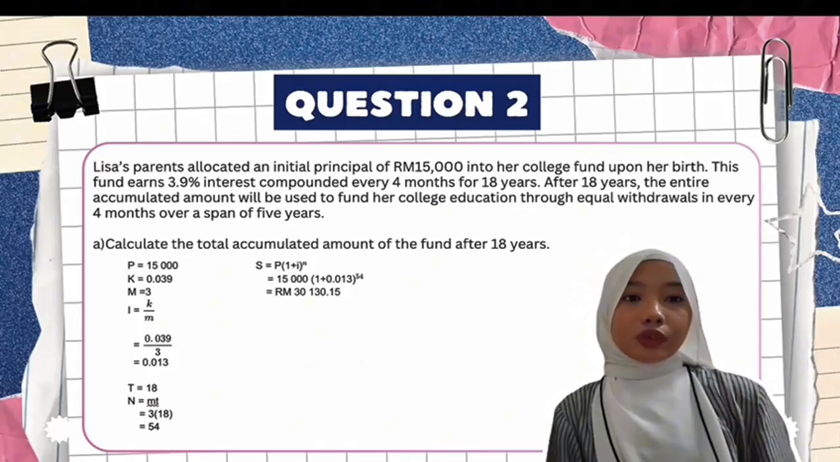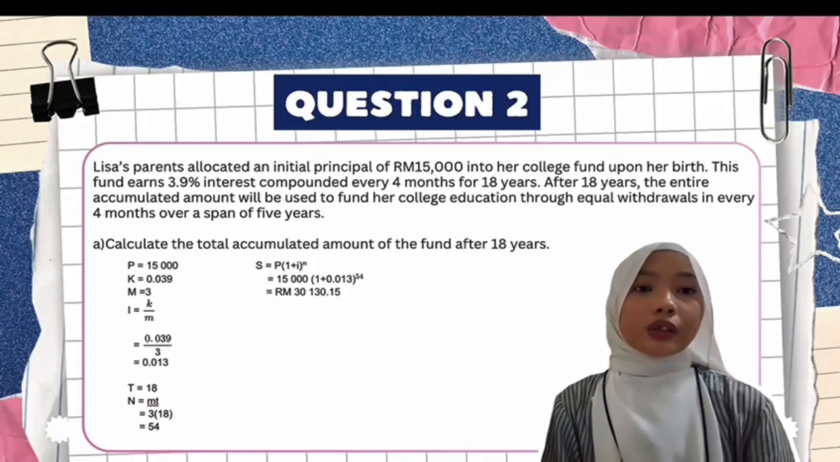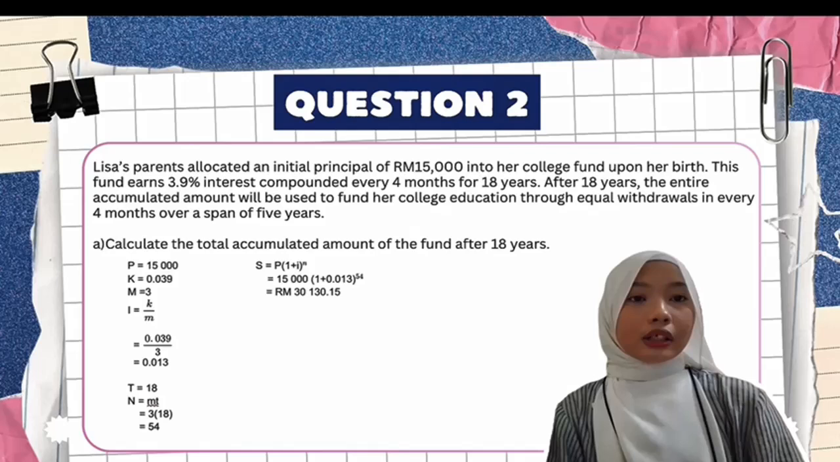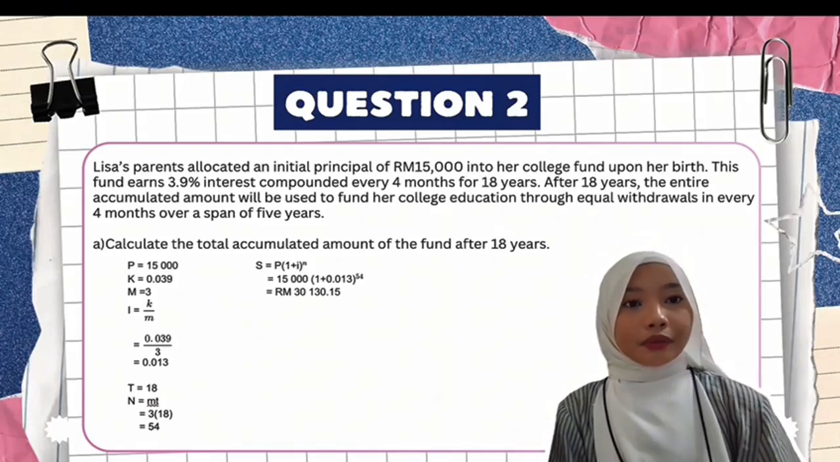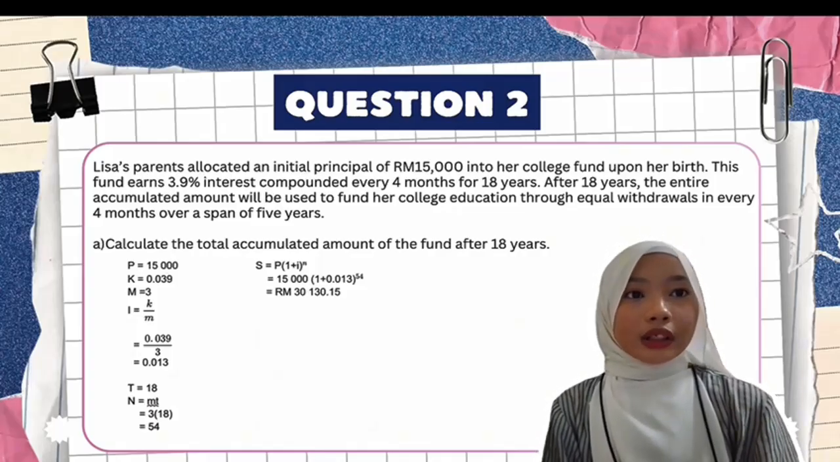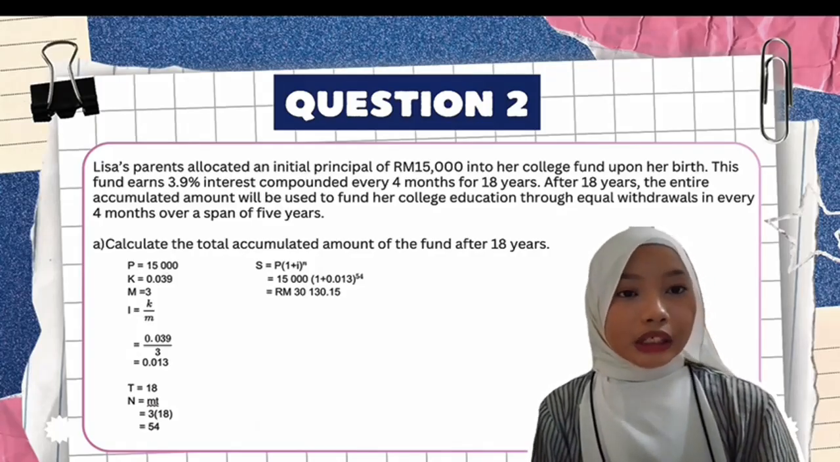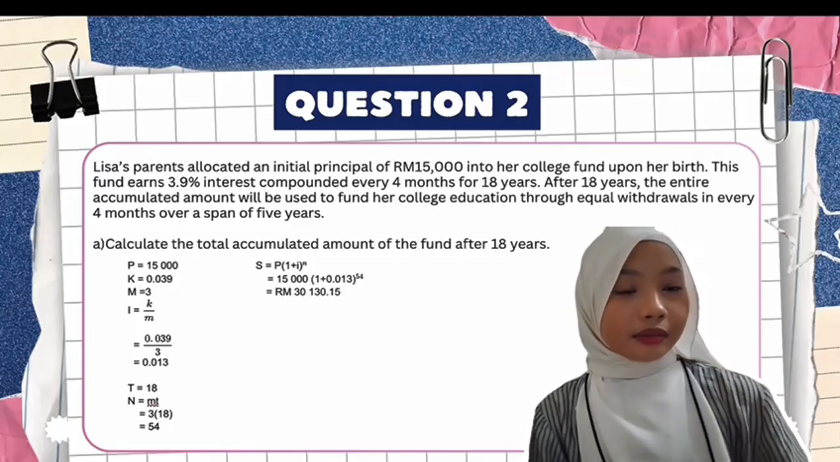So for this question, we use the formula of S equals P multiplied by 1 plus I to the power of N. So P is 15,000 ringgit multiplied by 1 plus 0.013 to the power of 54. So the accumulated amount of the fund after 18 years is 30,130 ringgit and 15 cents.